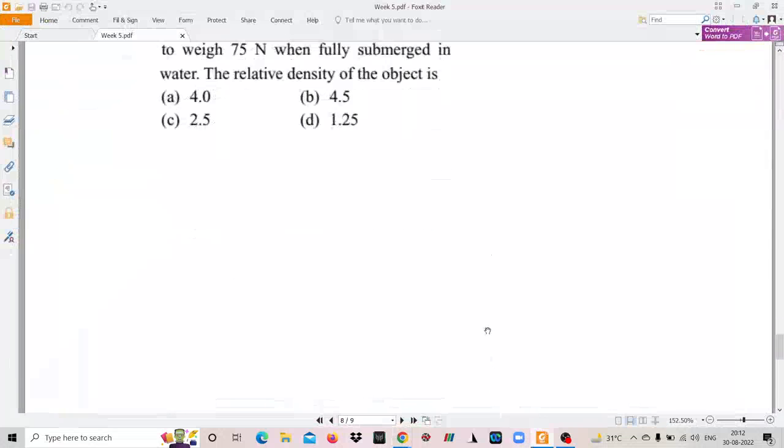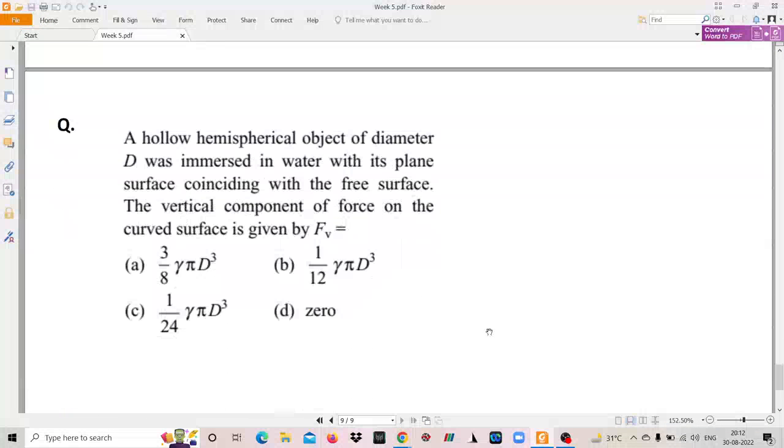So let's move to the next problem. A hollow hemispherical object of diameter d was immersed in water with its plane surface coinciding with the free surface. The vertical component of force on the curved surface is given by Fv. So if it is a hollow hemisphere, then it is basically a curved surface.